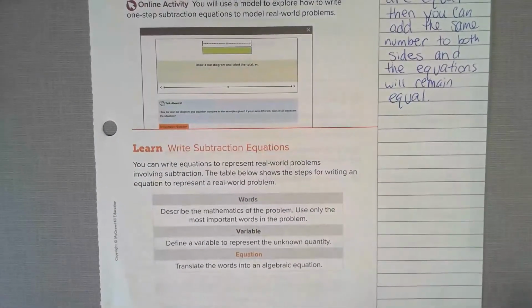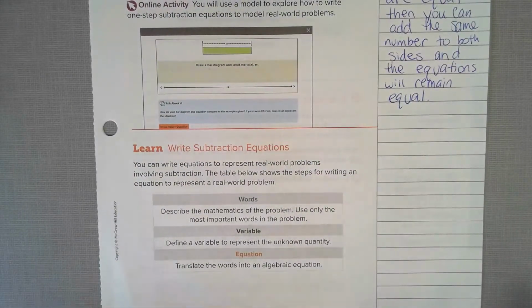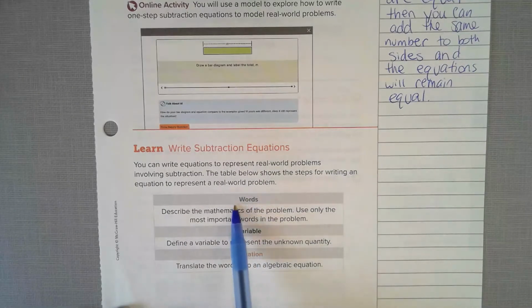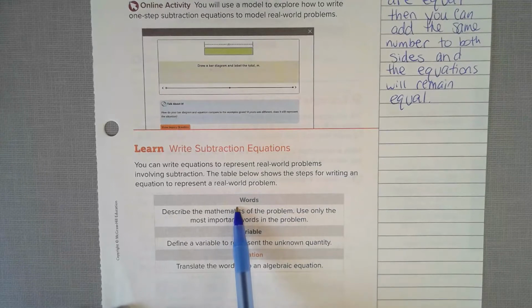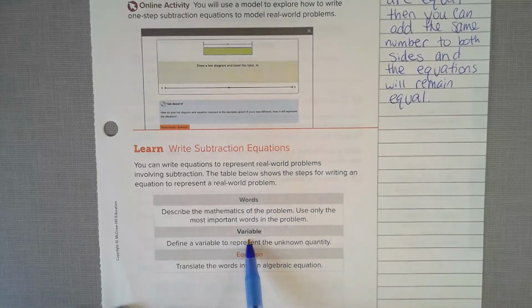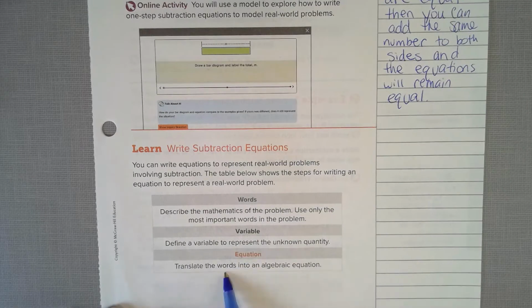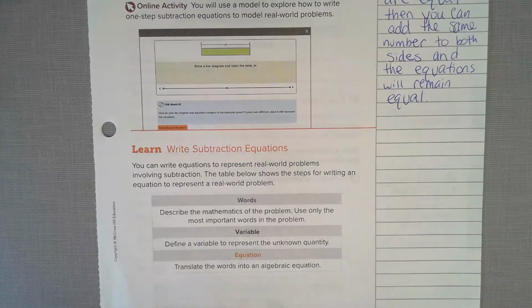Looking down here, it says learn to write subtraction equations. You can write equations to represent real-world problems involving subtraction. The table below shows you the steps and how to think through writing an equation. So the first thing that we want to do is try to come up with words to describe it. Then we have to pick a variable that represents the unknown quantity, and then we write our equation. We translate the words into an algebraic equation.